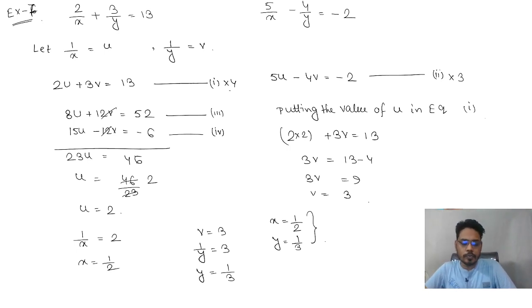So u is 2, but u is not the actual term, because we assumed that u is 1 by x. That means 1 by x is 2, x is 1 by 2. Similarly, v is 3. We assumed v means actually 1 by y. 1 by y is 3, y is 1 by 3.